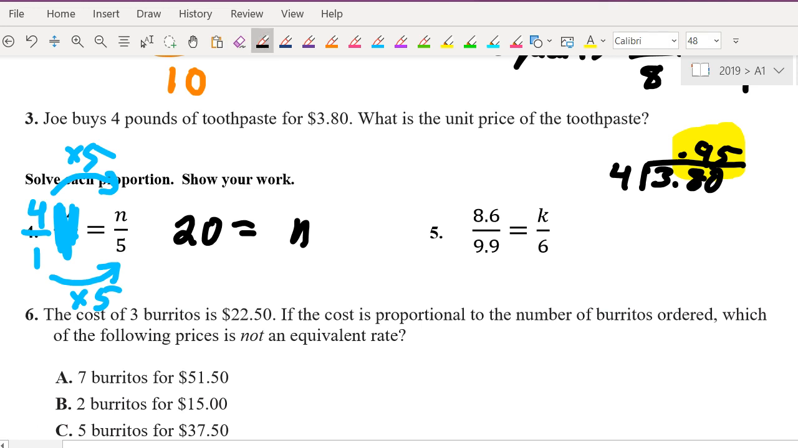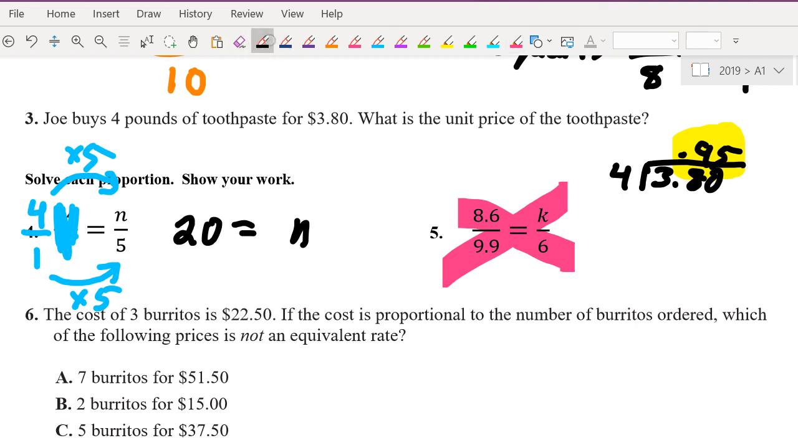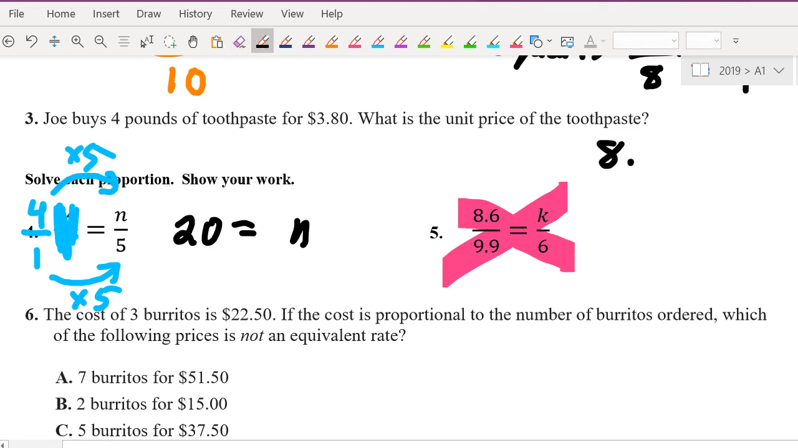First, I use cross multiplying. Okay, cross multiplication. So 8.6 times 6, and then. Okay, so let's write that down. Actually, you know what I need to do is delete this. 8.6 times 6 equals 51.6. No, I mean, what else are we cross multiplying by? 9.9 times k. Yes.